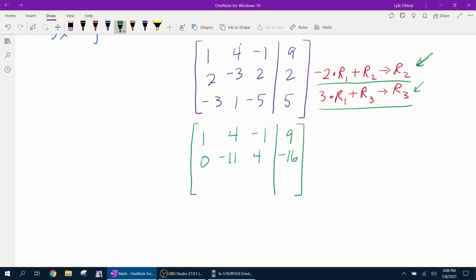And so there's this row operation executed correctly. Next row operation, 1 times 3 is 3. Added to -3 is 0. Next, 4 times 3 is 12. 12 plus 1 is 13. -1 times 3 is -3. -3 plus -5 is -8. And last but not least, 9 times 3 is 27. 27 plus 5, 32.